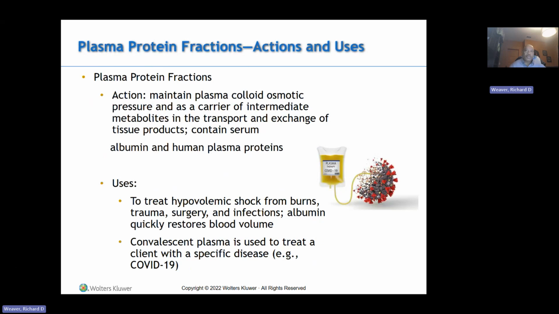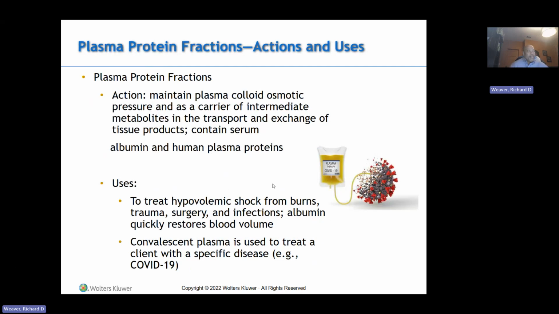It attaches to certain things, and then it carries it throughout the body, wherever something is needed, if you will. We do refer to it as, let's see, contains serum albumin and human plasma proteins. All right, so that's what it contains.